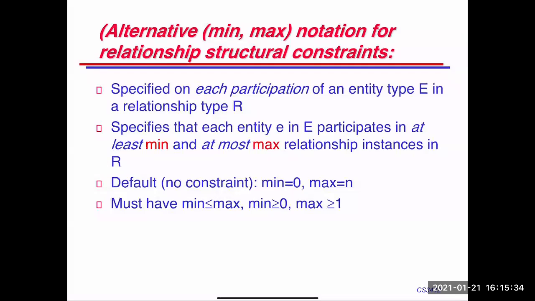Of course, the default is that you don't have a constraint, so that min is 0 and max is n, where n stands for some arbitrary integer. And of course, it doesn't make sense to have, for example, a minimum that is larger than the maximum, so these obvious constraints also need to be satisfied.